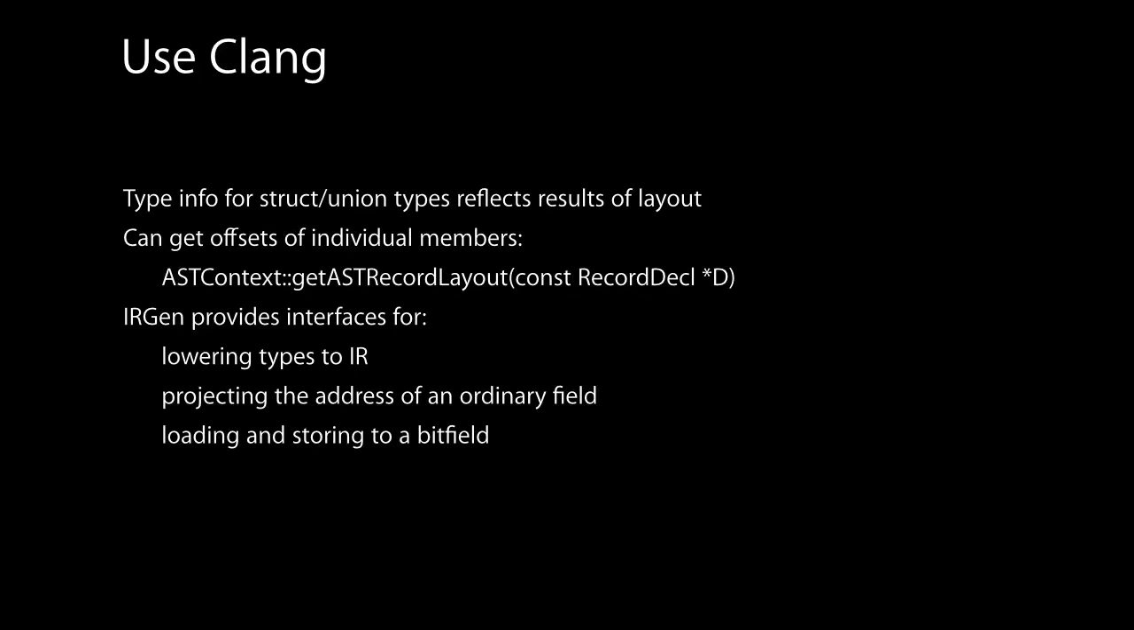You can use Clang to just lay out the type. The AST context can tell you the exact size and alignment of the type as C lays it out. There's an AST record layout that will give you the offsets of all the individual fields. IRGen provides interfaces that help you lower that type to an LLVM IR type, and then do common operations like projecting out the address of a field and doing loads and stores to bit fields.